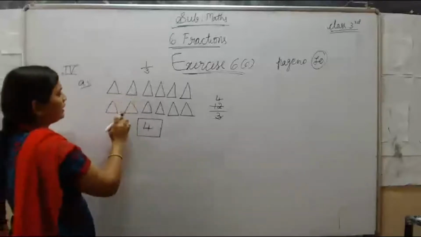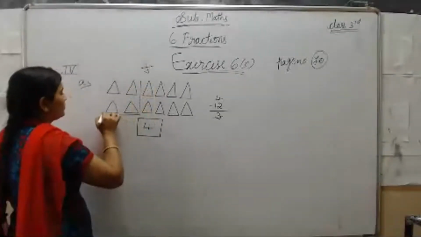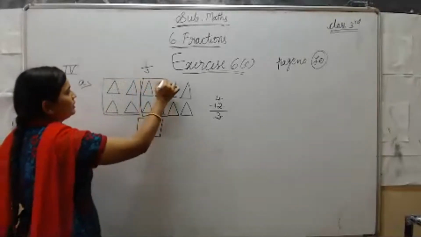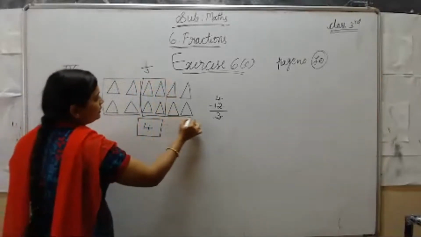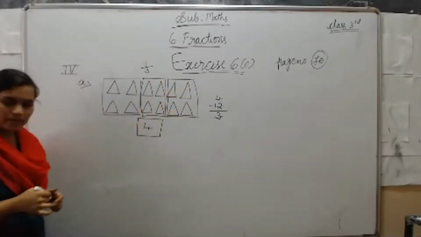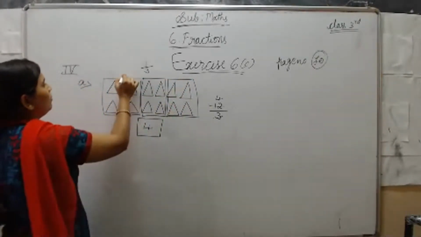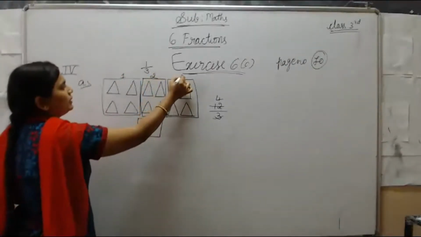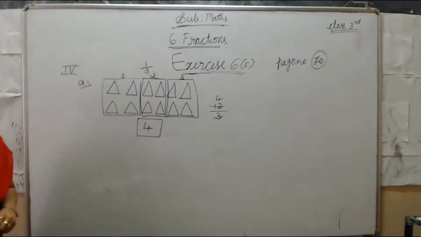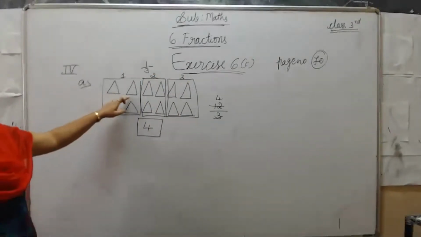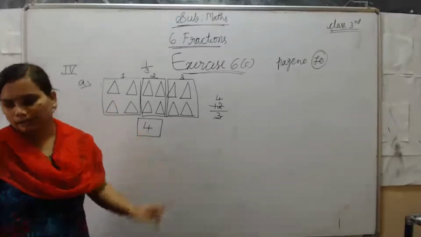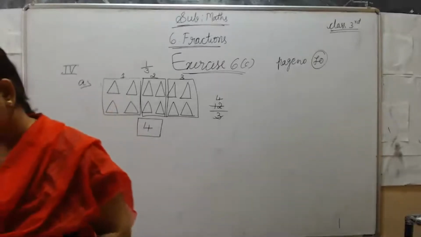1, 2, 3, 4. Make one group. 1, 2, 3, 4. This is another one, and these 4 are in another group. So how many parts have we divided into? 1, 2, 3 parts. Then how many objects are there in each part? 1, 2, 3, 4. We have to write 4 in this box.